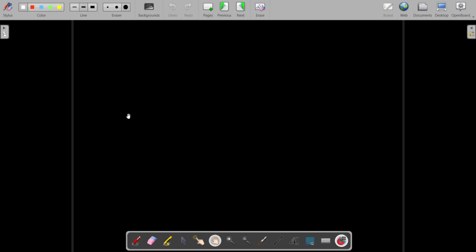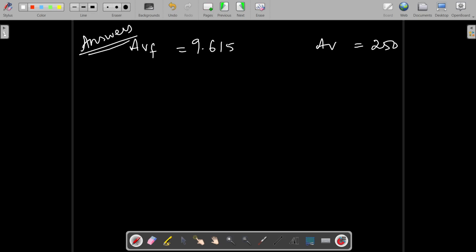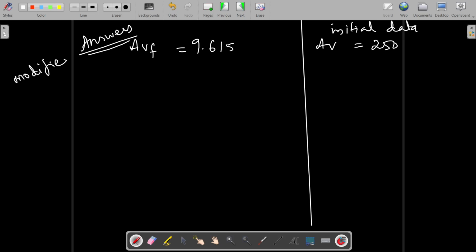Shall we summarize the answers now? The modified AV, ZI, Z0 and bandwidth. AVF is equal to 9.615. Initially the AV is given as 250. This is the initial data given, and we got these modified values.